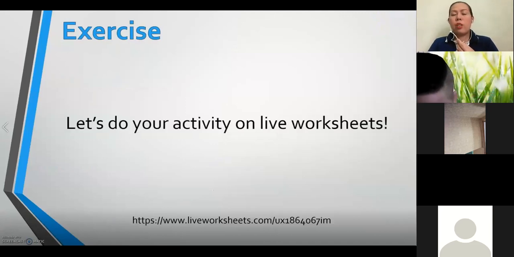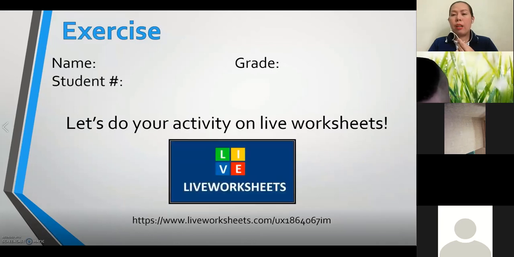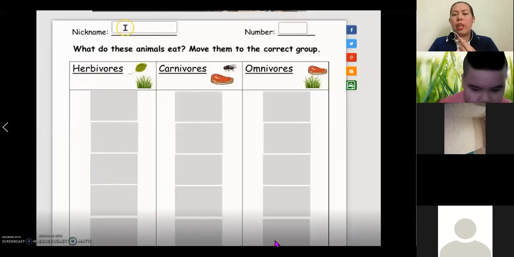So we will do it again on Live Worksheet. Don't forget to put your name, your grade and student number. You can send it to me in LINE. Don't forget to write your name so I can put your score and your grade. So this is your Live Worksheet. You put your name here and you put your grade, for example, Matayom 1/1.